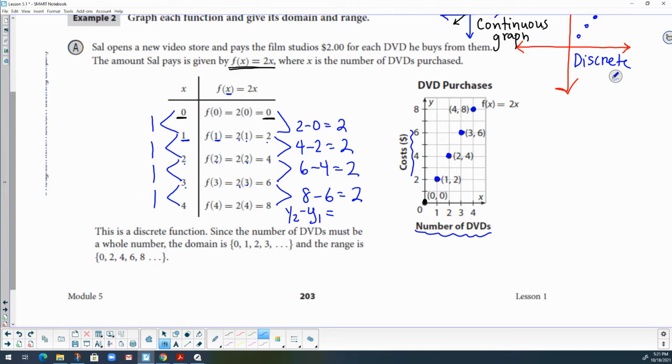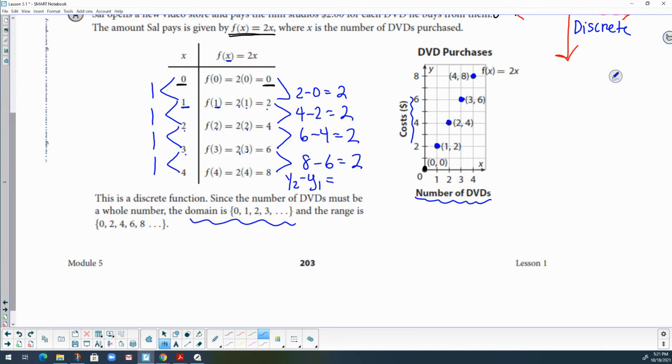So what I know here is this is a discrete function. Since the number of DVDs must be a whole number, the domain is written like this. My domain is 0, 1, 2, 3, and so on. And then my range is by twos: 0, 2, 4, 6, 8, and so on. Okay, so that is what my domain and my range is.